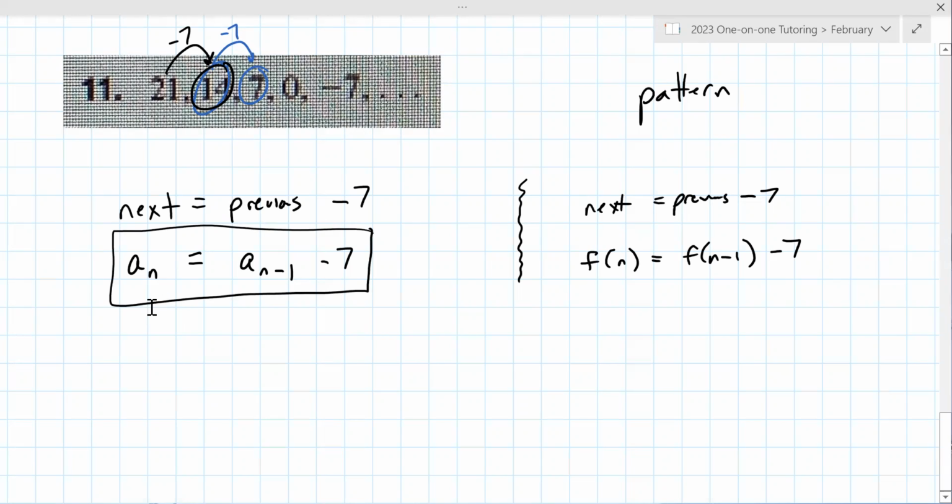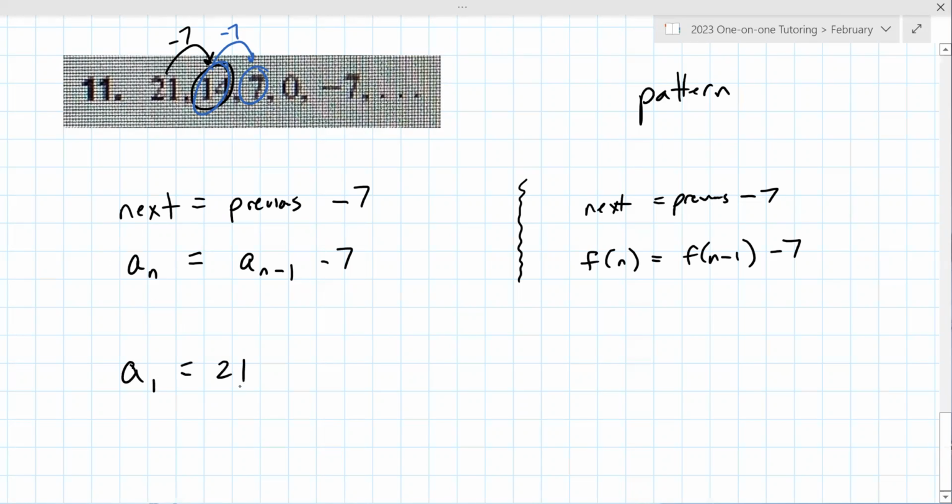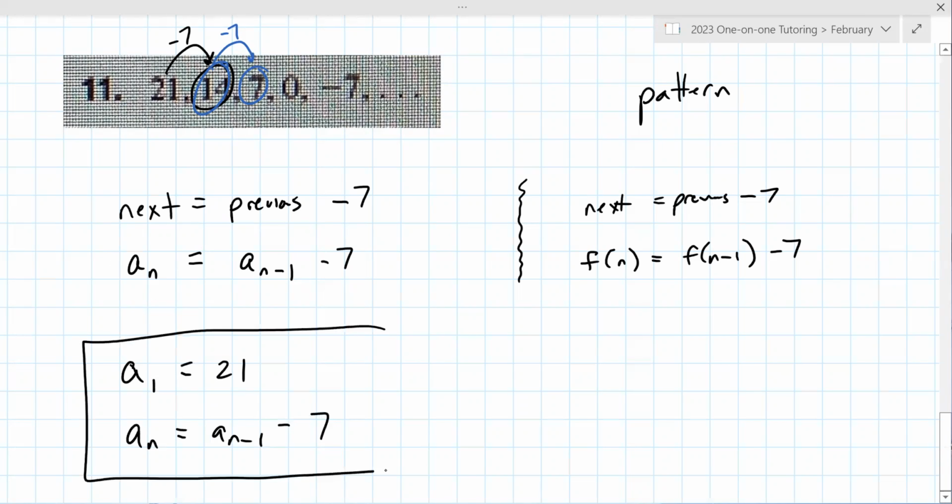You have to add in that A1, the first term, is 21. And then you write the recursive sequence. So it's not enough to just give the formula. You have to also give what's called the initial condition or the seed to the sequence. So when they're linear like this, they're very easy to write. It's when they are not linear that they're a little bit more difficult.